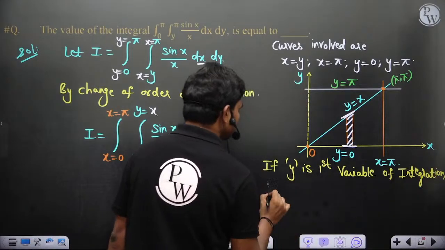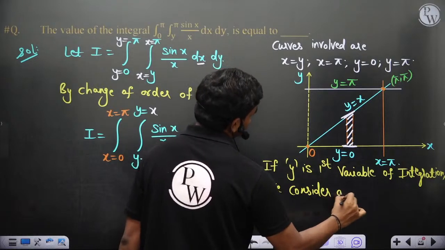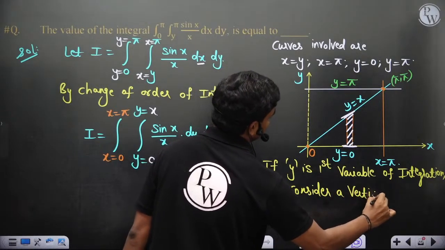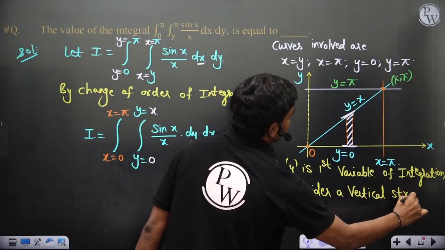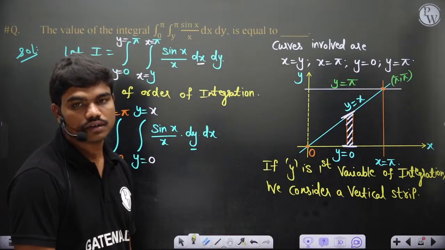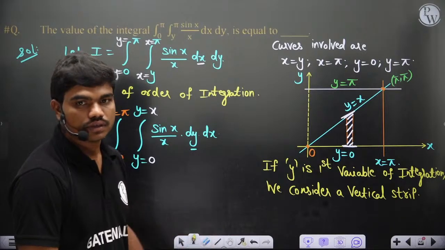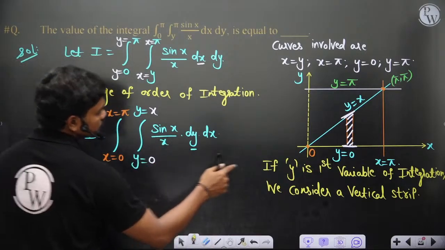So if y is the first variable of integration, we consider a vertical step in general. Yes or no? Please type it in the chat box. Now let's see, if I consider a vertical step, this is the integral.